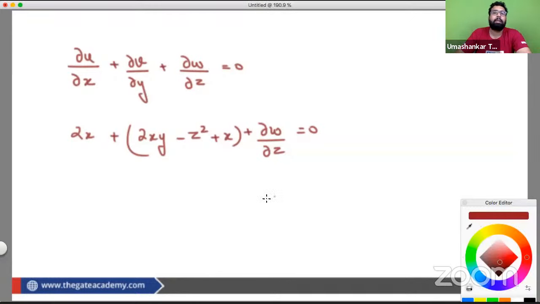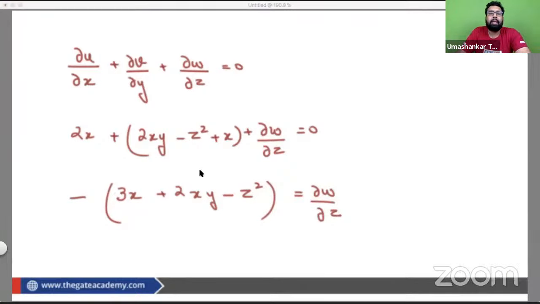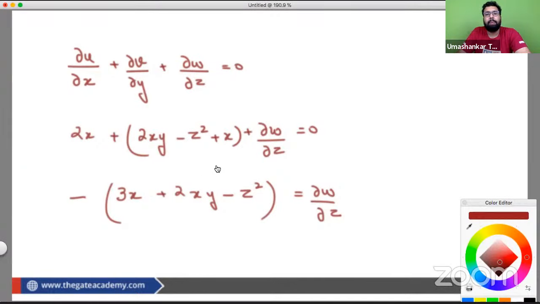Okay, Vikram has given me some answer as well. So we can write it like this. We have 2 plus x, so 3x plus 2xy minus z square. And we can take it here. So del W by del Z is minus of 3x plus 2xy minus z square. So now this is a differential equation, del W by del Z.